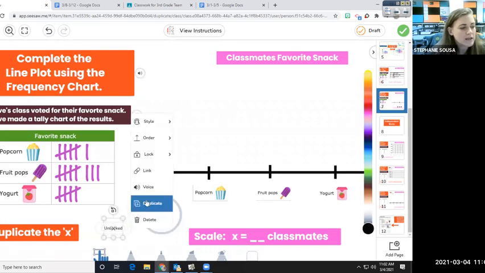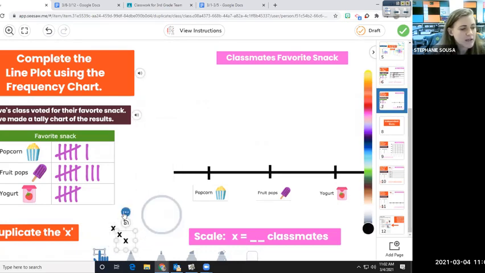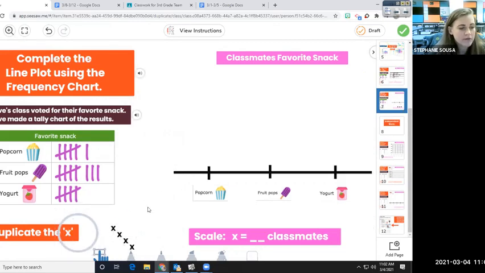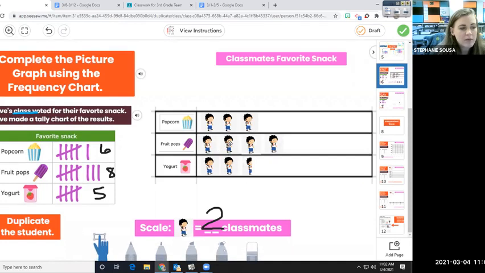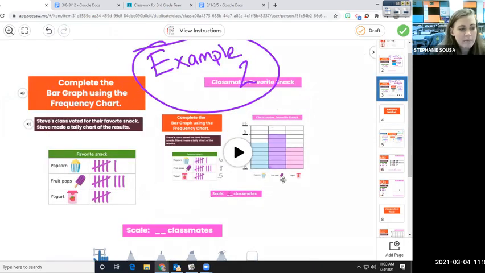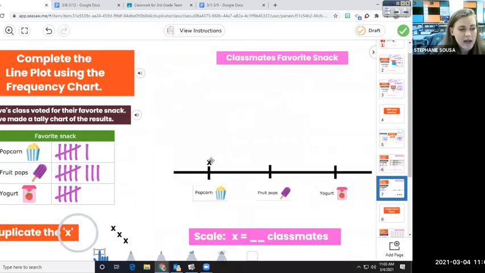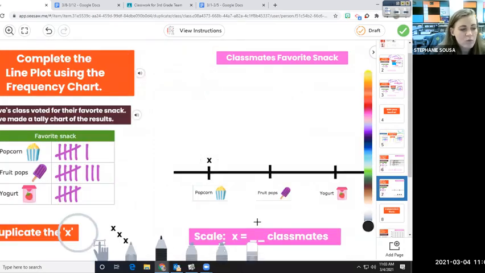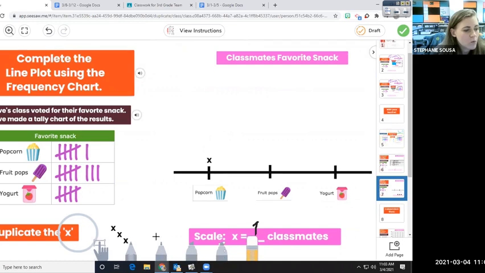We are going to unlock the X and duplicate it. Now, on line plots, we typically count by ones as long as the numbers are small enough. These numbers are small enough. The reason we can count by ones is because look how tiny the X's are. On our pictographs, that would be a lot of kids if I had to make 8 kids. It would be a lot of bars if I had to count all the way up to 8 bars. But on a line plot, that X is pretty tiny, so we can represent this with a scale of 1. So on this line plot, 1 X is going to equal 1 classmate.